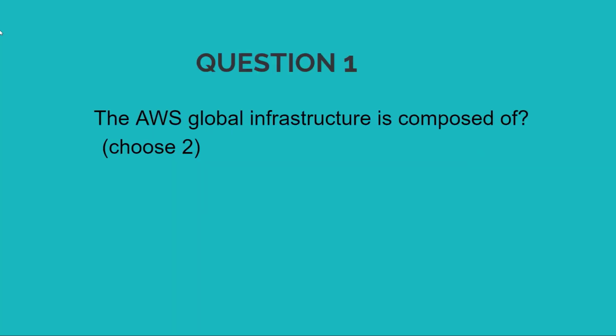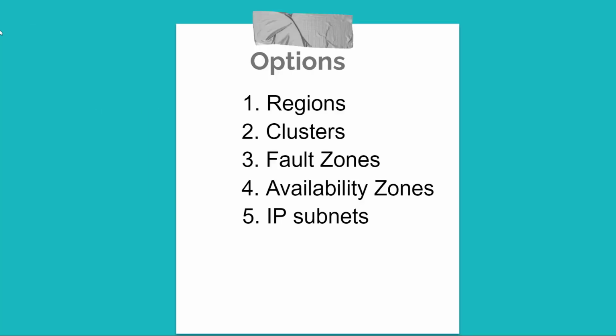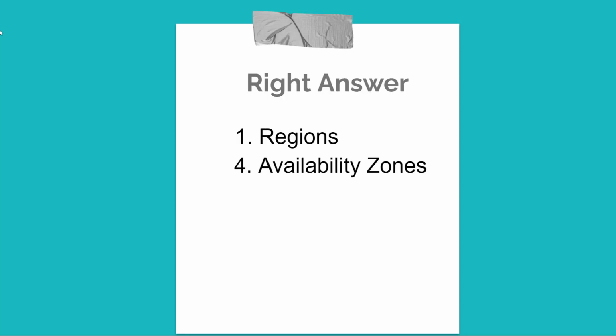Question 1. The AWS Global Infrastructure is composed of. Choose 2. Option 1. Regions. 2. Clusters. 3. Fault zones. 4. Availability zones. 5. IP subnets. Right answer is 1. Regions.